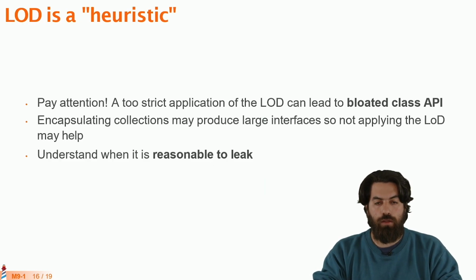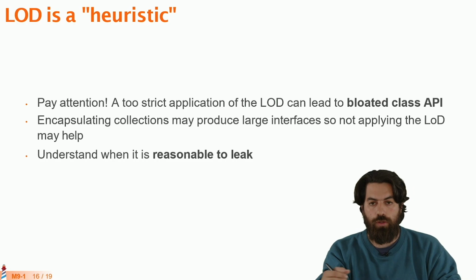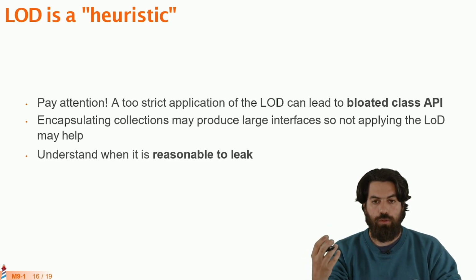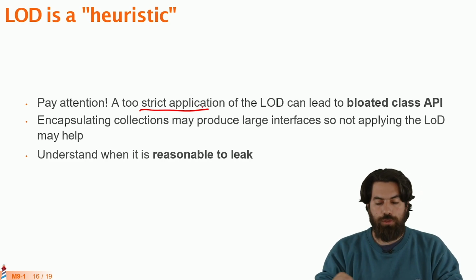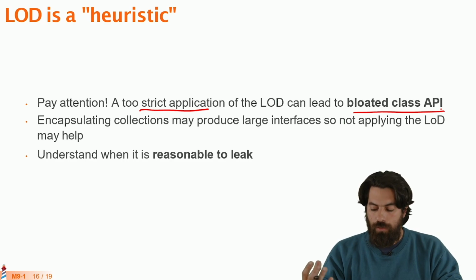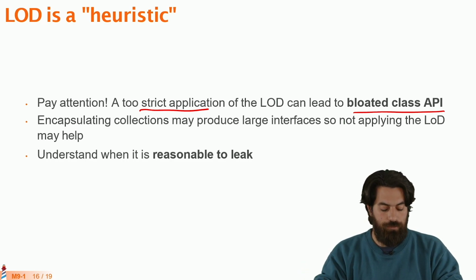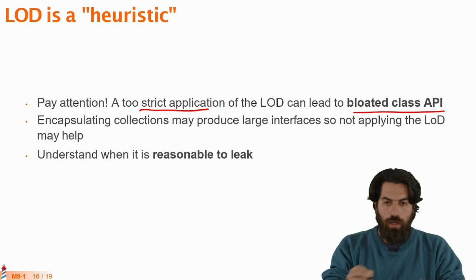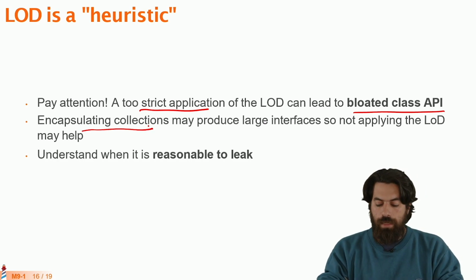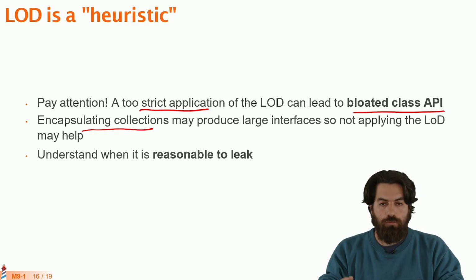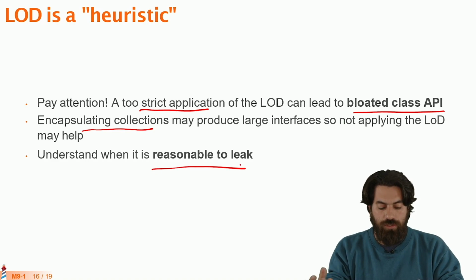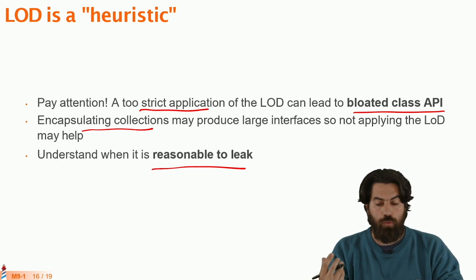Now, it's important to understand that the law of Demeter, as I said, is a heuristic, or just a principle. So you should not follow it blindly. If you do it too strictly, this can lead to problems like a bloated class API. It can actually create big APIs for your clients. For example, I will show you later that encapsulating collections can produce large interfaces that are complex to follow and to maintain. So it is important to understand what is reasonable to leak, when it is important to apply the law of Demeter, and when it is important to break it too.